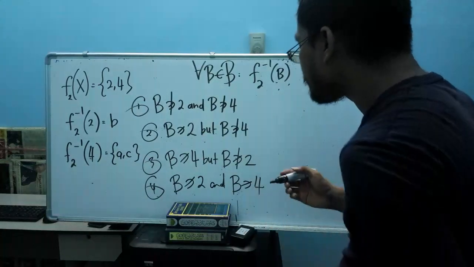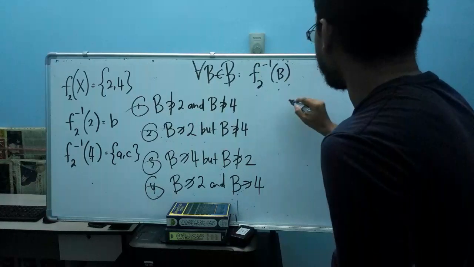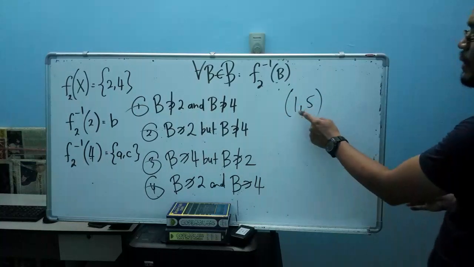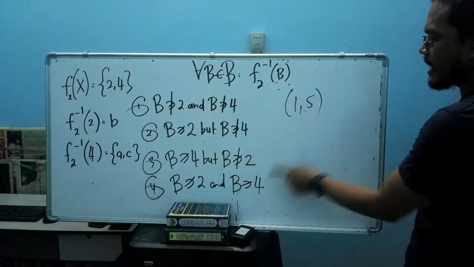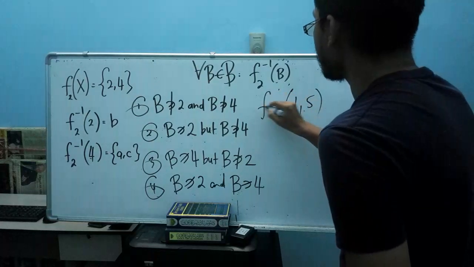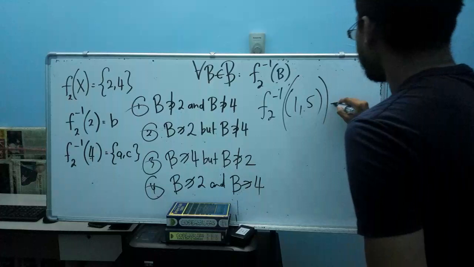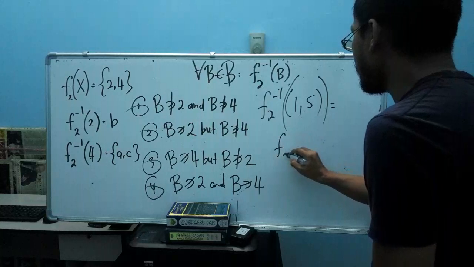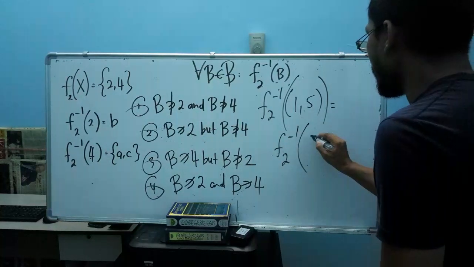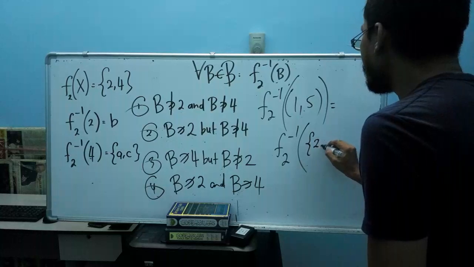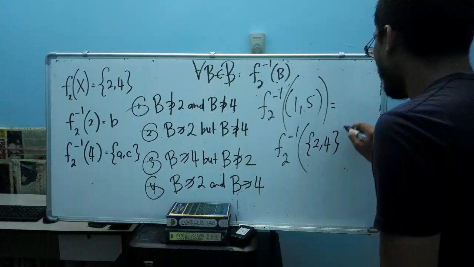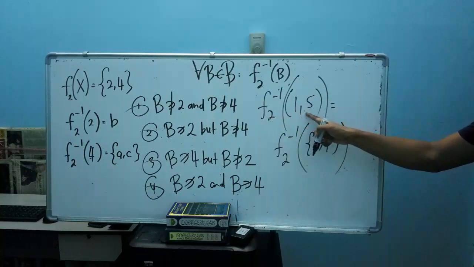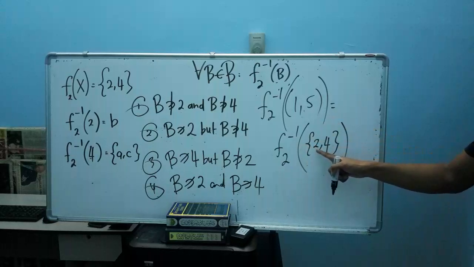okay, if I consider this example, let it be (1, 5). Meaning what, the meaning of (1, 5) here? Meaning that I have 2 and also I have 4 in this interval. So what is the pre-image of this interval? Therefore I can write this one as equal to the pre-image of {2, 4}. You can check, the pre-image of this interval is equal to the pre-image of {2, 4}.